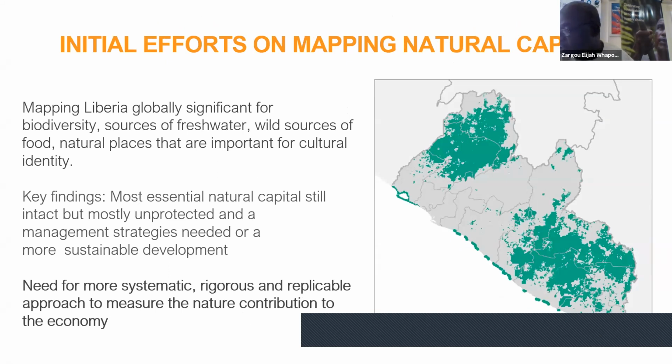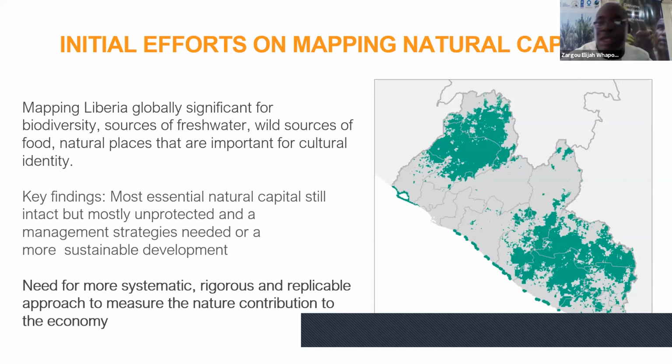Mapping essential natural capital in Liberia is very essential. Sometime in 2016, a team of scientists, and I must be very grateful, and staff from Conservation International and the government of Liberia concluded a pilot project to identify and map which ecosystems are essential for sustaining human well-being and economic activity in the country. The key finding: most essential natural capital stays intact, but is mostly unprotected, and strategic management is needed for more sustainable development. And we are very happy that CI and NASA were able to do the map for us as a country, and the map has been endorsed.